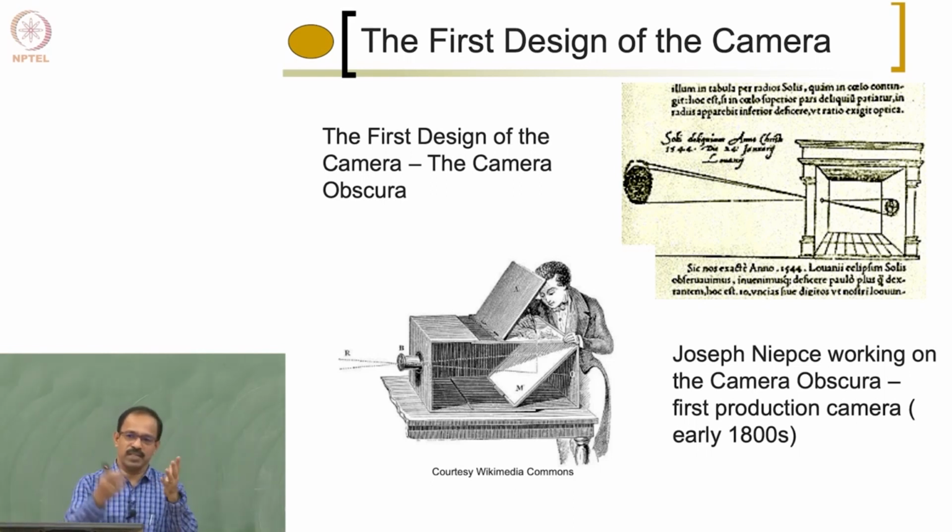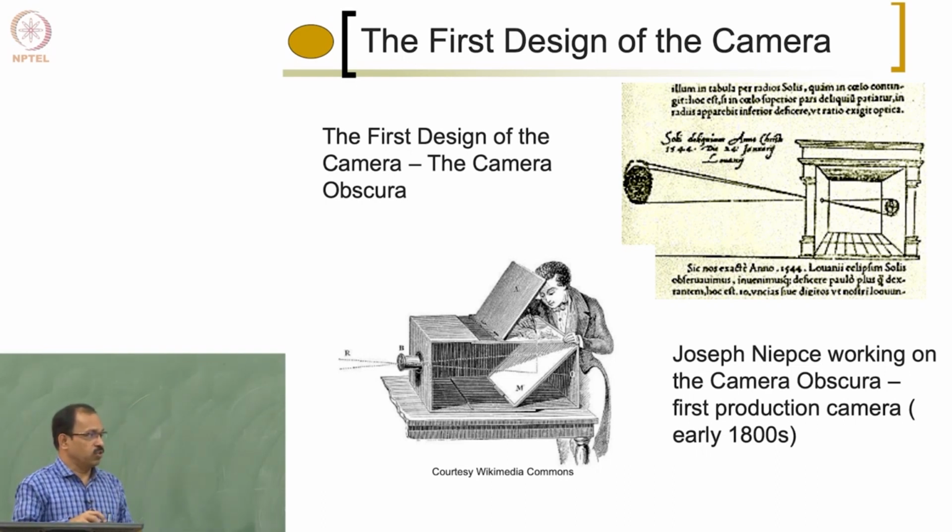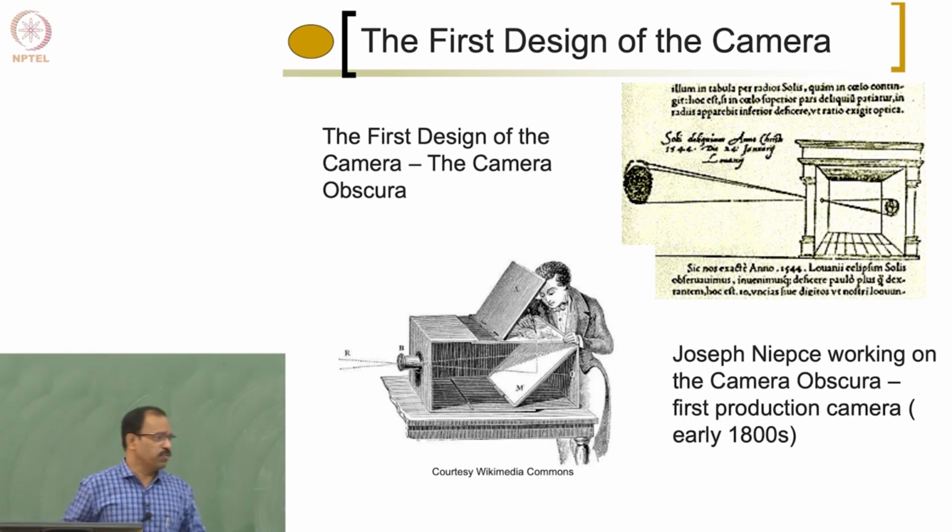You wanted to have that image captured, and how you provide that was basically based on the function and the form of the product. So the function was more or less clear, but what form to be given was not known. And this person tried to develop it. Joseph Nipke, working on the camera obscura, created the first one which can actually be used for creating images.